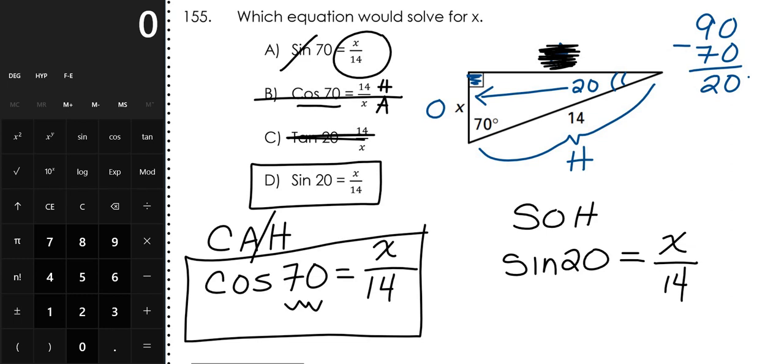It was choice D. So you have to know that you could use either the 70 or the 20 to solve for x. But you have to make sure the trig function is set up correctly. All right, let's keep moving.